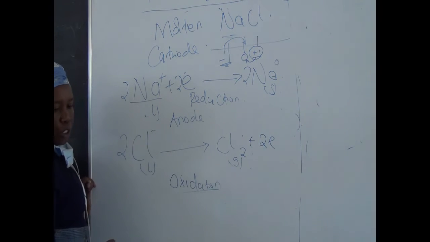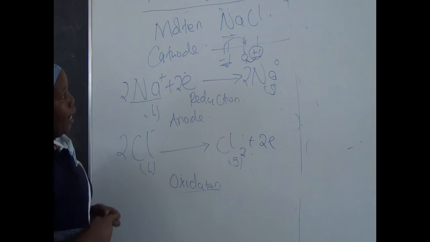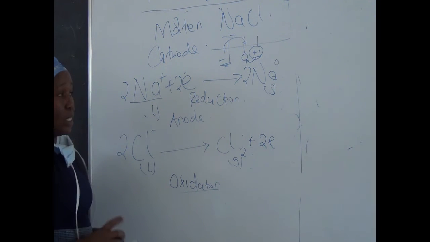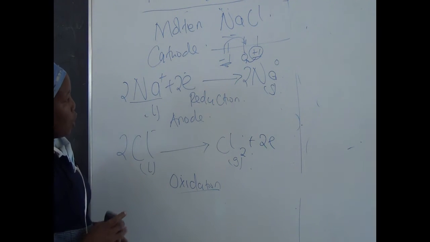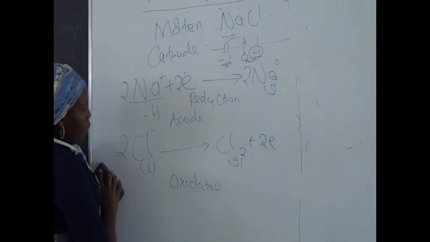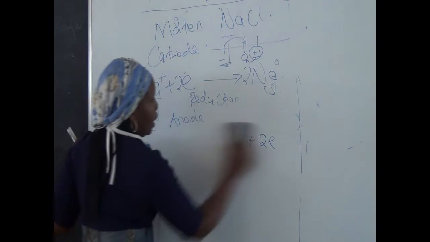So chlorine will be oxidized, whereas sodium will be reduced. We can go ahead and also identify where oxidation is taking place and where reduction is taking place in aqueous sodium chloride.